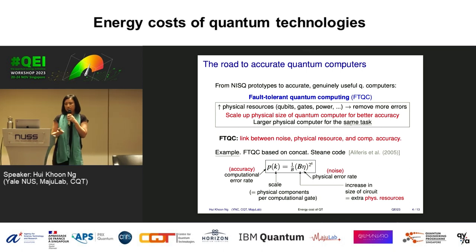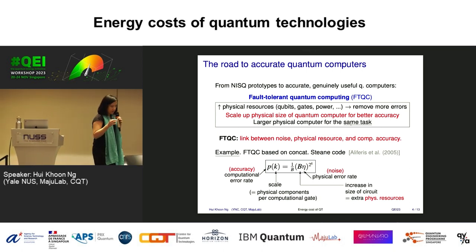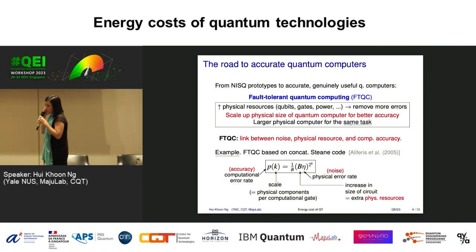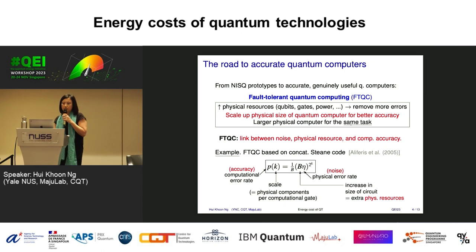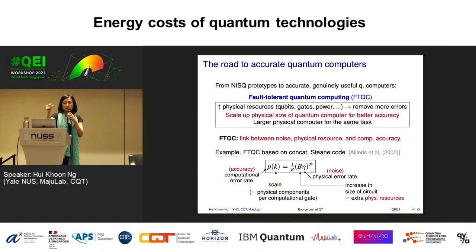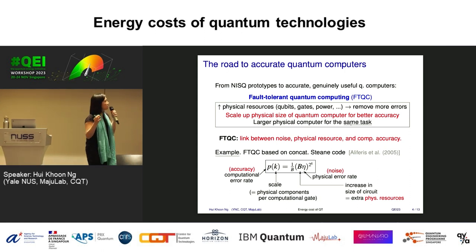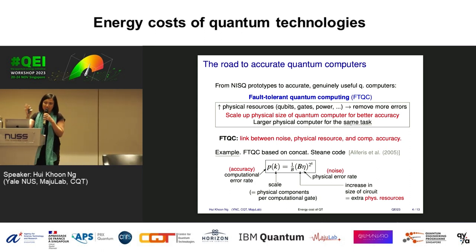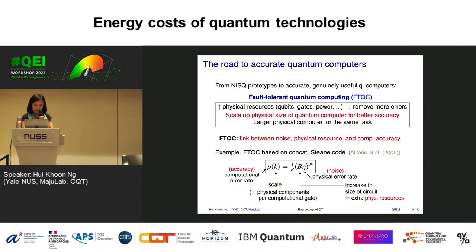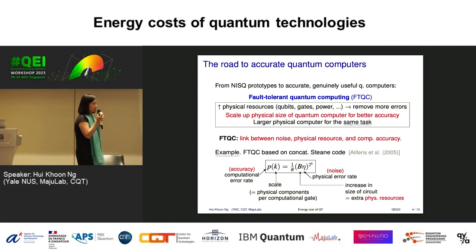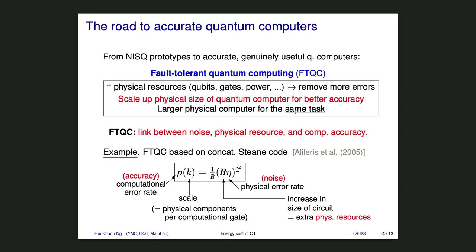Makes sense? Okay. So I nowadays like to, especially for this sort of audience, where we talk about energy constraints and energy costs, think of fault-tolerant quantum computing really as the link between the noise, the physical resource, and then the computational accuracy. Or what Alexia nowadays likes to talk about as the noise, resource, and then the metric. In my case, usually the metric is computational accuracy.